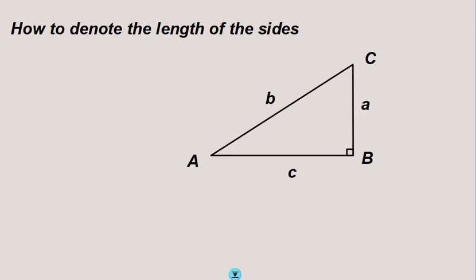You should also know how to denote the length of the sides. In the triangle ABC, the side CB has a length of little a. So the little a here denotes the length of the side, and we can determine that this is A because it subtends the angle A. Little b subtends the right angle B, and little c is the length of the side that subtends the angle C.